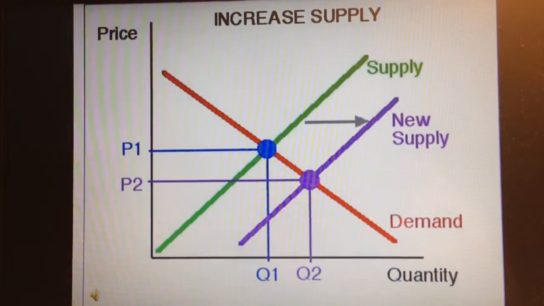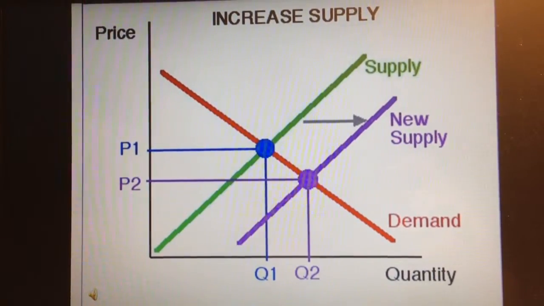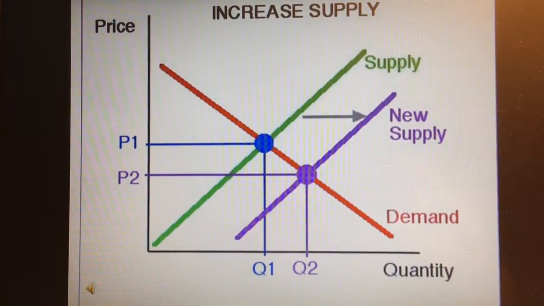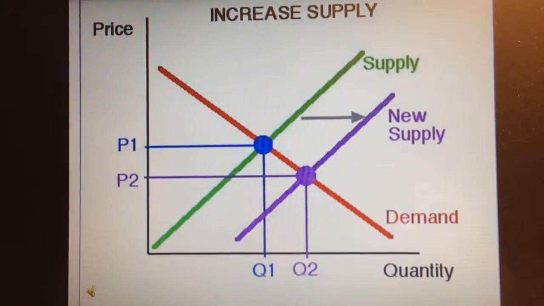The answer is that this represents a technological advance, which would result in an increase in supply. The supply curve would shift to the right, creating a new equilibrium point with a lower price and a higher quantity.